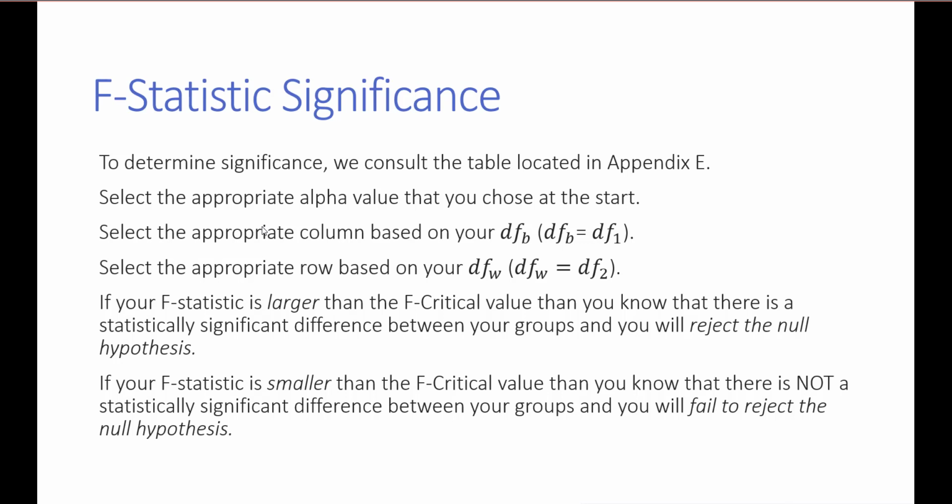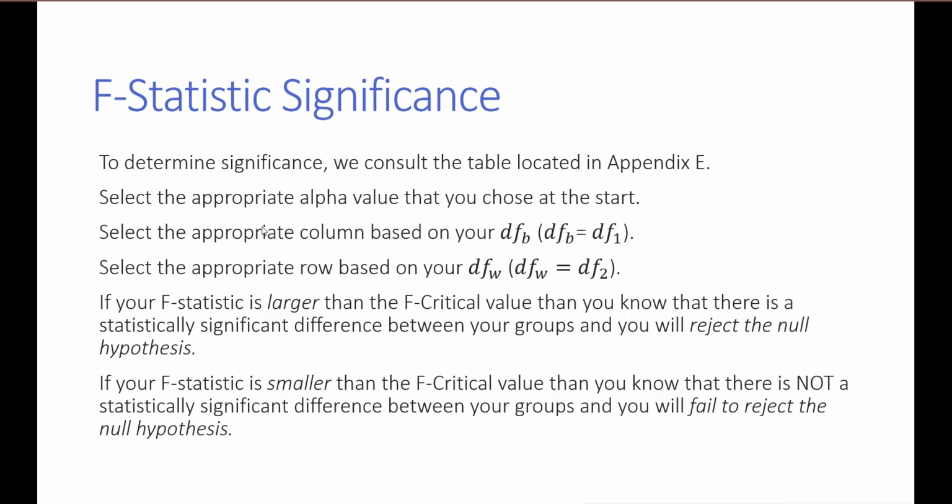So to determine the significance of our F statistic, we consult the table located in Appendix E. We're going to select the appropriate alpha that we chose, select the appropriate column based on our degrees of freedom for between sum of squares, also called DFB or DF1. Different tables use different notation. And then we're going to select the appropriate row based on our within degrees of freedom, or DFW or DF2.